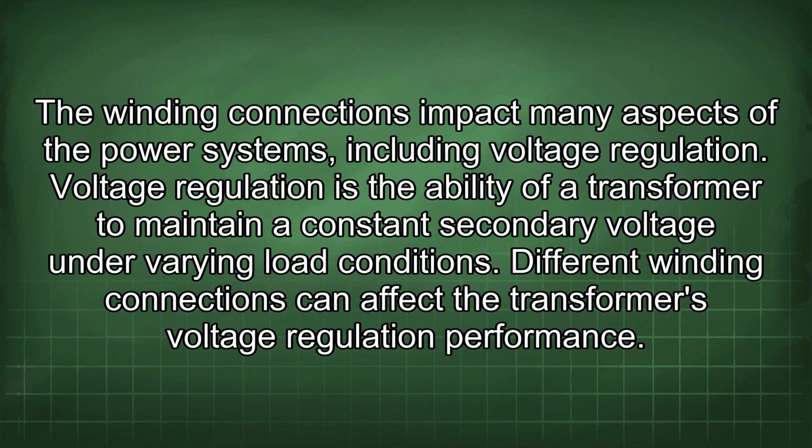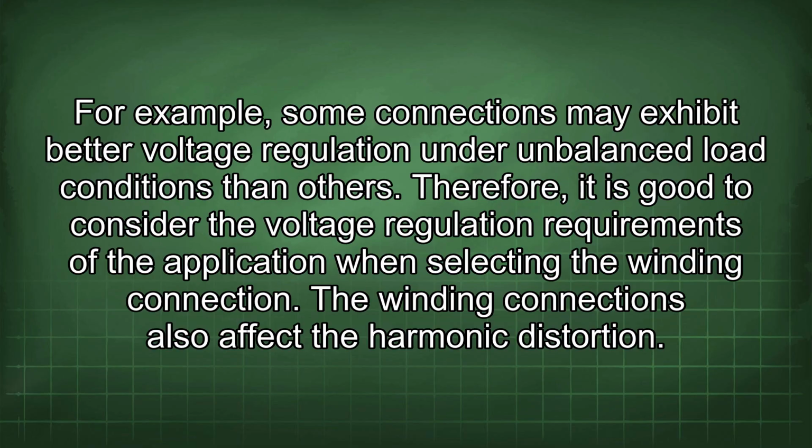The winding connections impact many aspects of the power systems, including voltage regulation. Voltage regulation is the ability of a transformer to maintain a constant secondary voltage under varying load conditions. Different winding connections can affect the transformer's voltage regulation performance. For example, some connections may exhibit better voltage regulation under unbalanced load conditions than others. Therefore, it is good to consider the voltage regulation requirements of the application when selecting the winding connection.